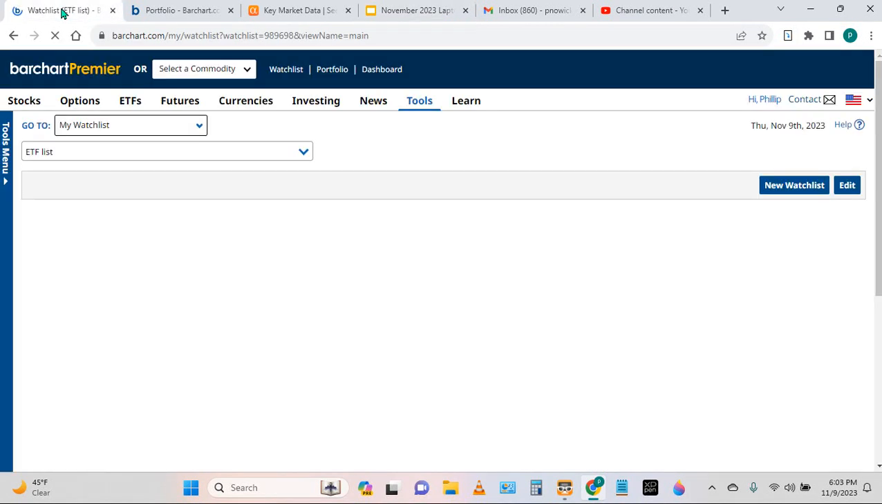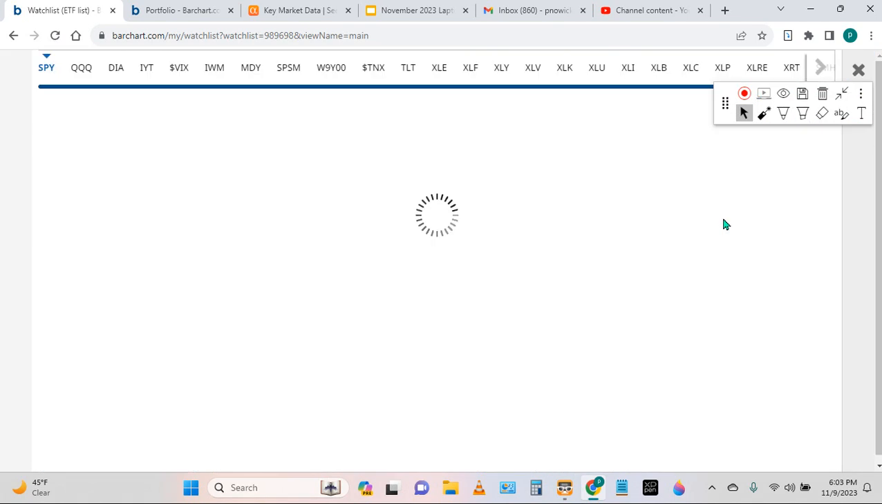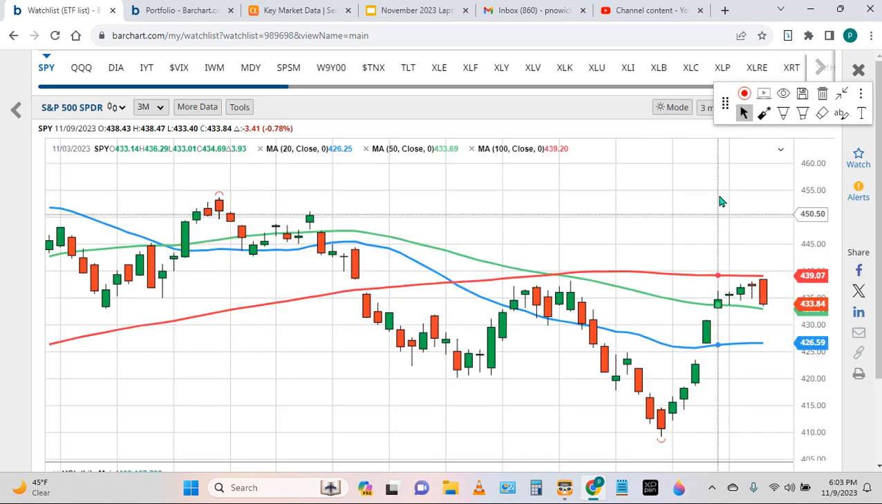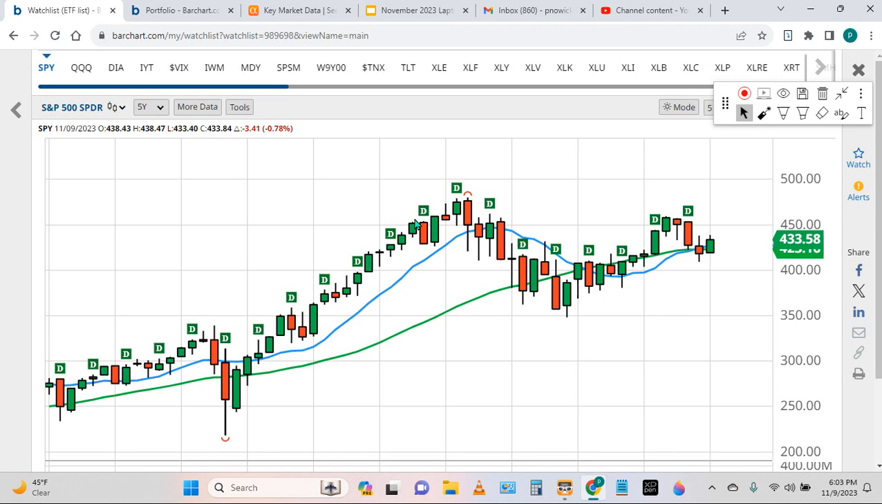So first, let's review. This is just a list that was put together by me of different ETFs. Take a look at some charts here. We'll take a look at a monthly chart. So this is just the S&P 500 ETF, symbol SPY. And we can see, when you're reading these charts, you go left to right. You can see the general uptrend, right?